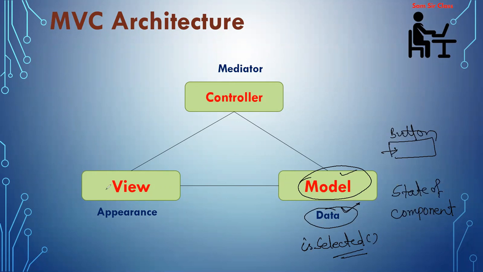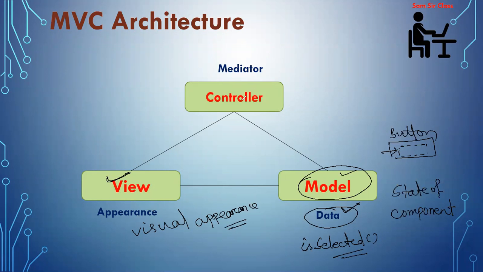Okay. Now the view represents the physical appearance, or the visual appearance. That means suppose I am clicking on the button. Once I click, a dotted portion will appear on the button. That visual appearance is known as your view. Clear? So whether I have clicked the button or not, that appearance will show you.